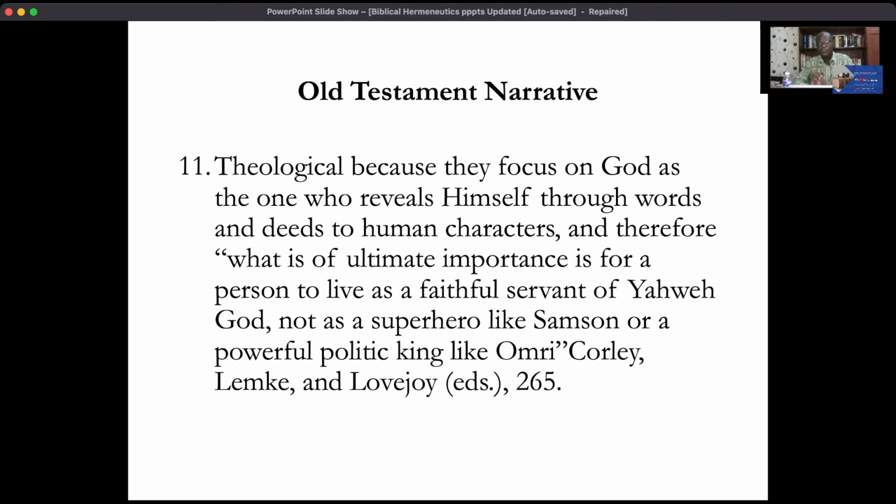the day, when you read a narrative text in the Old Testament, just focus on God, how you can be obedient to God and his word. It's good to be like Samson, it's good to be like David or Joseph and all that, but know that they are only human characters. And so your devotion should not be to David or to anyone, but to God, and see him as the main character who unifies the entire story in the Old Testament.